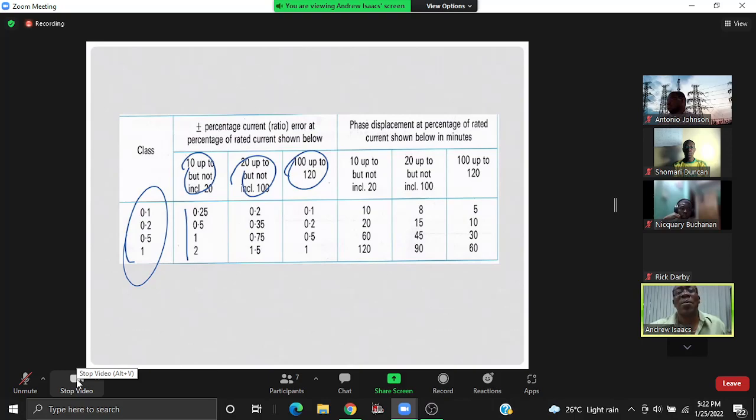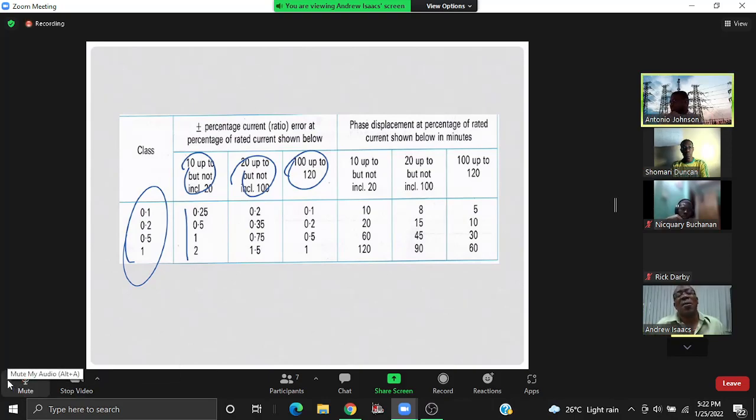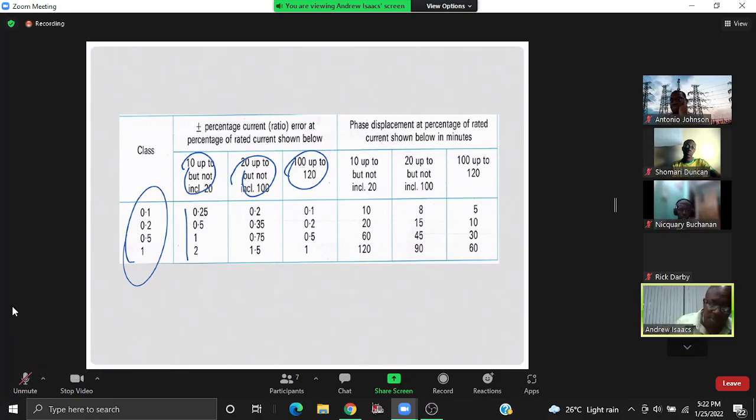Don't want to confuse you? No. Do I need to go over it again? Sir, one more time. All right. So at the top of the table, what you have here, these represent the percentage of rated current. All right? That's these. So the 10 up to 20, but not including 20, that's 10% up to 19.99% of rated current. Yes? And then 20 up to 100% of rated current. And then 100 up to 120% of rated current.